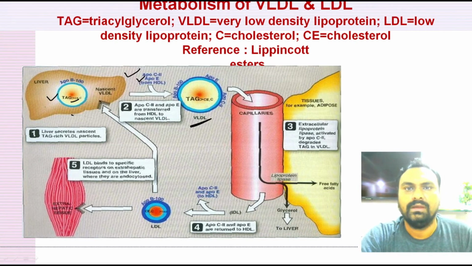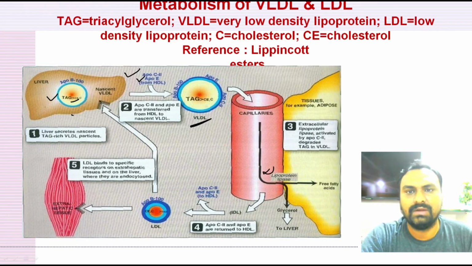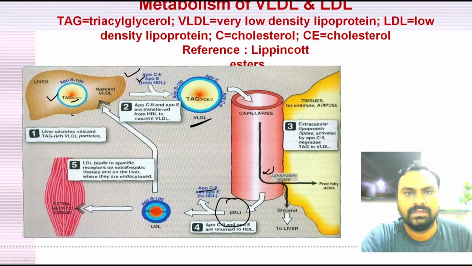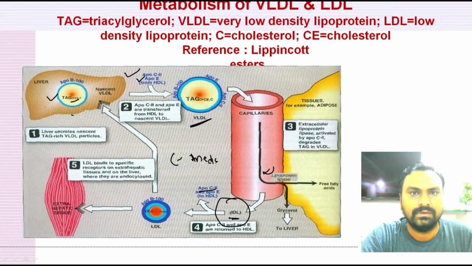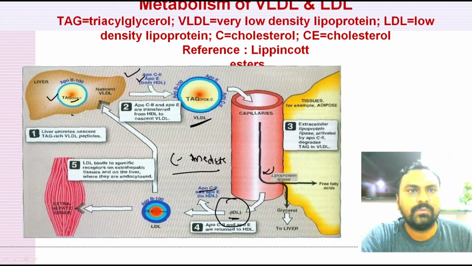peripheral tissue and capillaries, where endothelial cells contain lipoprotein lipase. Okay, and ApoC2 will activate lipoprotein lipase and break down triglyceride to glycerol and fatty acid, and the remaining portion is called the IDL. This IDL has two fates: 50% is taken up by ApoE mediated endocytosis, while 50% with the help of hepatic lipase it will be converted.